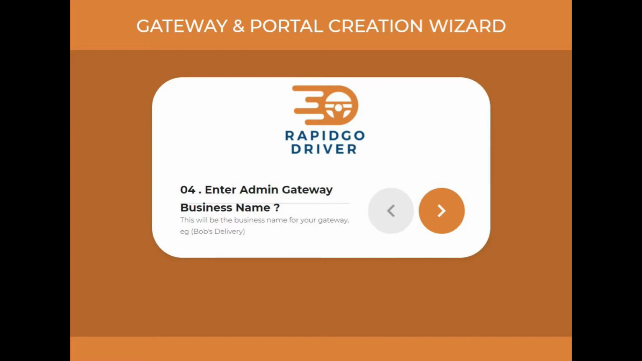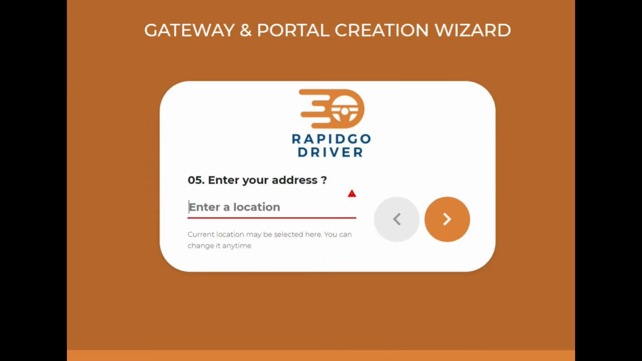Next, enter your business or personal mobile number where customers can reach you. Excellent. Now enter the business name for your very own encrypted business gateway. For example, Bob's Delivery. Next, begin to enter the address for your business and select the location from Google Maps. This may be revised later inside your gateway as needed.